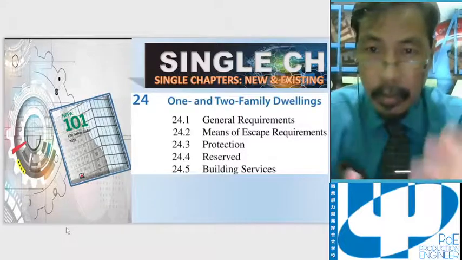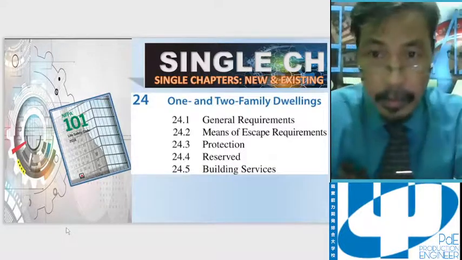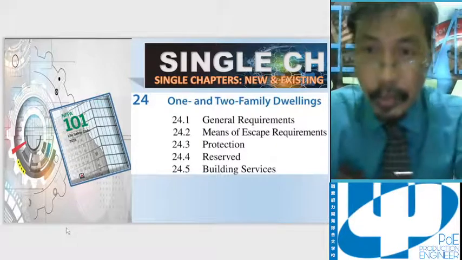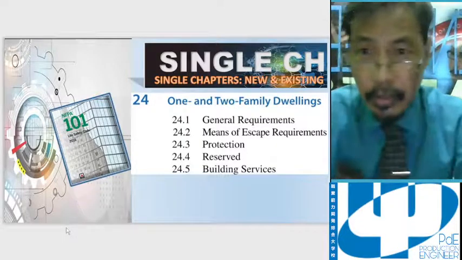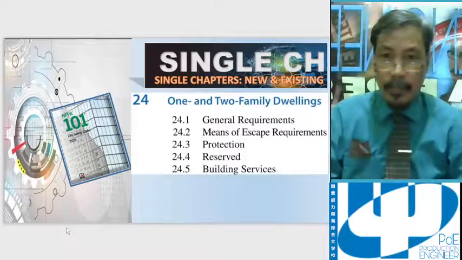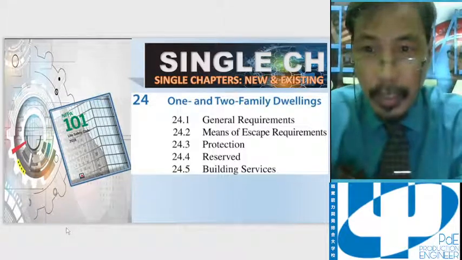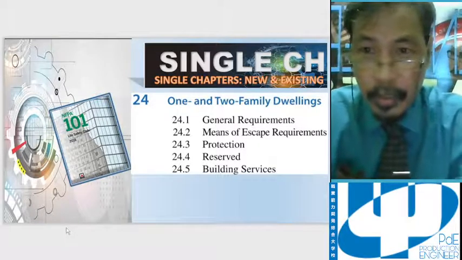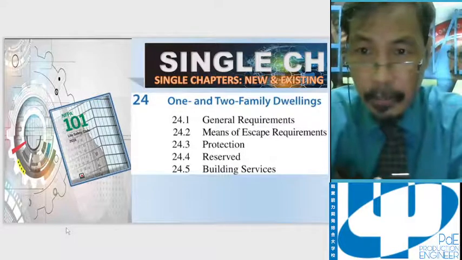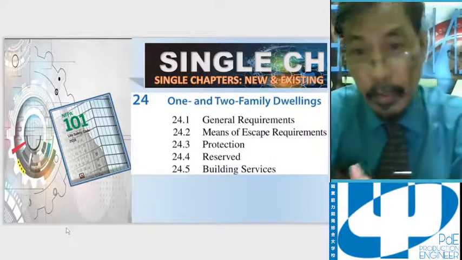Chapter 24, both existing and new, already there. So we have general requirements, section 1, section 2, means of egress, section 3, protection, section 4 is reserved. What do we mean by that? Section 4 is usually special provision. And section 5 is building services. Section 5 is correct, building services.